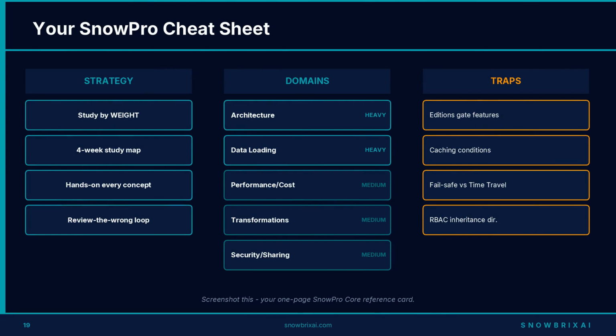Let me hand you the whole thing on one card, your SnowPro cheat sheet. Strategy: study by weight. Follow the 4-week map. Do every concept hands on and run the review-the-wrong-answers loop. Domains: architecture and loading are heavy, so they lead. Performance and cost, transformations and security are still tested, so do not skip them. Traps: editions, caching conditions, fail-safe versus time travel, and the direction of role inheritance. Pause the video and screenshot this. It is the entire roadmap in one frame.